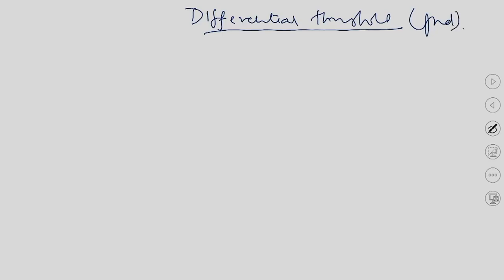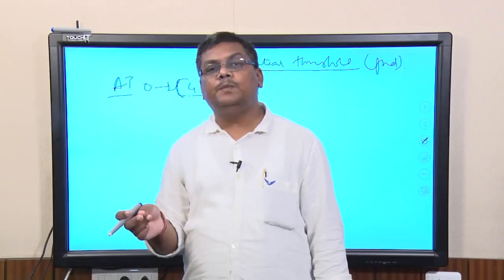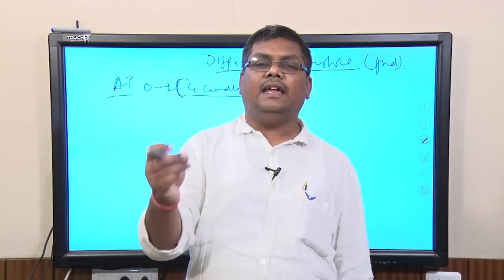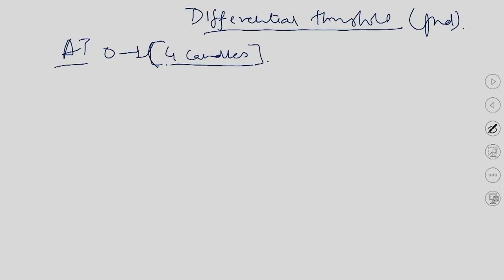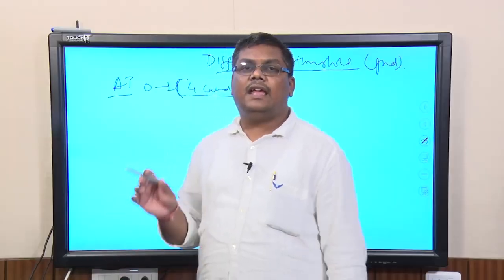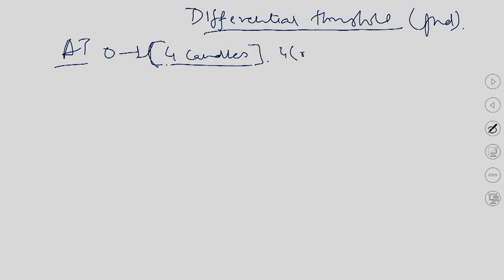So, let us say we have established the absolute threshold, 0 to 1, and that is 4 candles. Basically, 4 candles is what is required by most people to say that there is light. If you use 3 candles or 3.5 candles, most people will not see light, so 4 candles are required by most people. We are assuming this for most people to say they see light in a dark room.